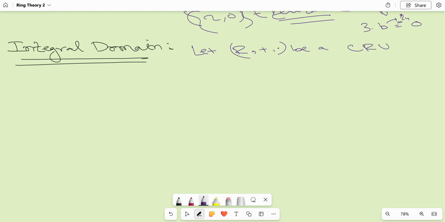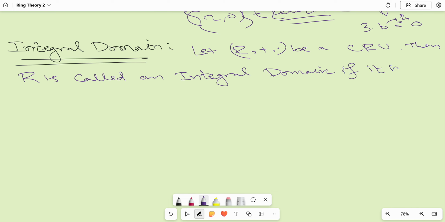So here, let R, + be a CRU, okay? R is called an integral domain if it has no zero divisor, right? If it has no zero divisor.